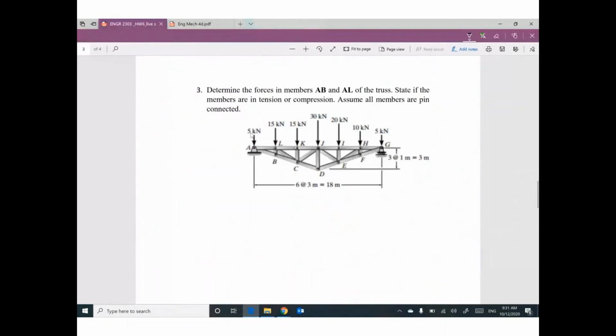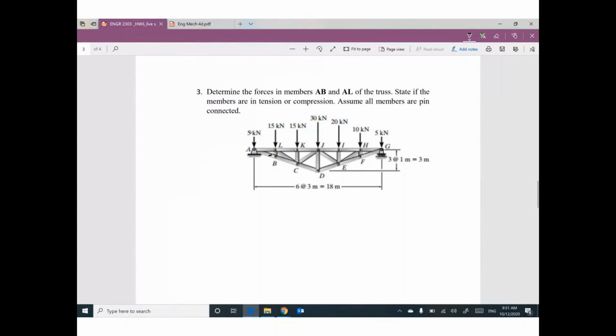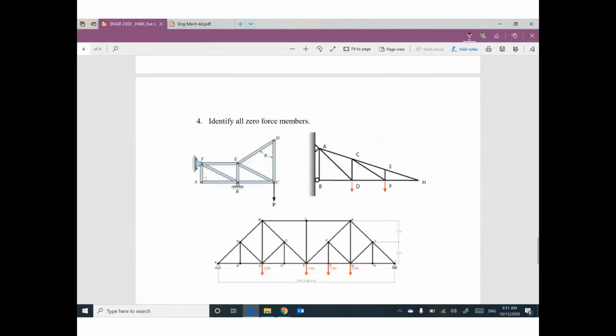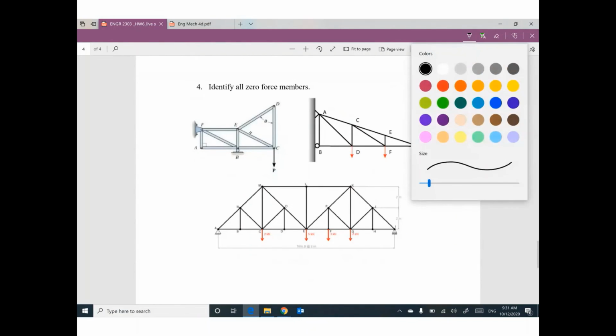This one is a piece of cake. We are looking for this one and this one, so we can do joint A. We have reaction, we have vertical force, we have a member, we have another member. That's it. For this one, this member will be 0.